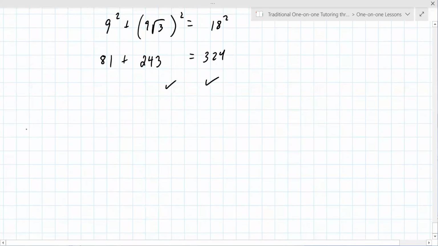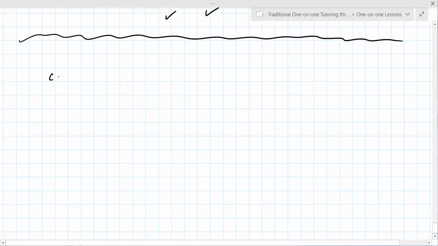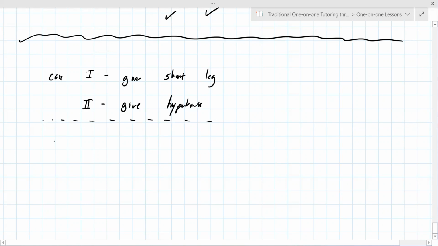Okay, so let's do a couple more problems here. I've been doing what I call cases. Case 1 is I give the short leg, and we did a bunch of problems like that. And then we just did case 2 where I give you the hypotenuse. Those are significantly easier than case 3, which is when I give you the long leg. And you'll see why shortly.